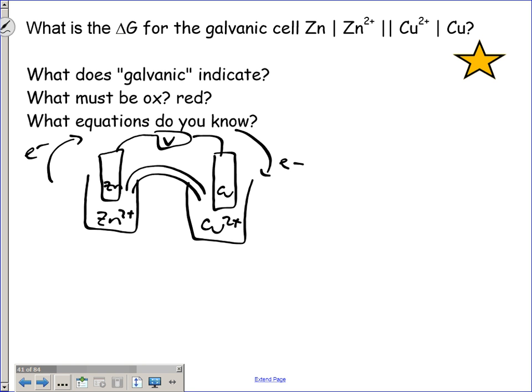I have a question. Was it flow from anode to cathode or cathode to anode? It always flows from anode to cathode. I've drawn it so that my anodes are on the left, but it's not always the case. Anode, cathode. I feel like we know copper's. We dealt with it yesterday. 0.34.